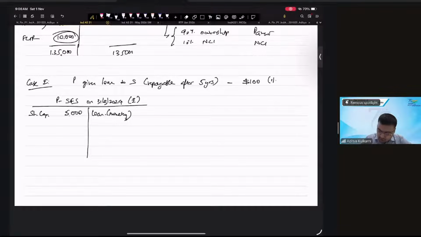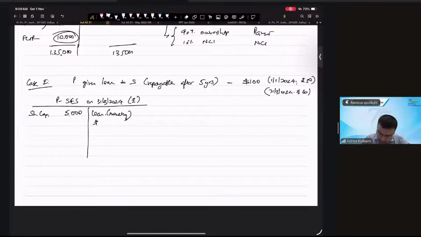This is given on 1/1/2024 when the rate was rupees 50. At the balance sheet date, 31/3/24, the rate is rupees 60. I'm taking a big movement so that you can be made aware about it. Okay, so loan monetary item, we convert it using the closing rate.